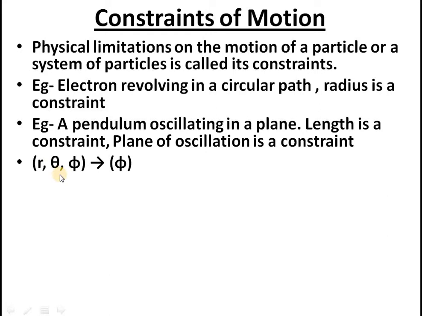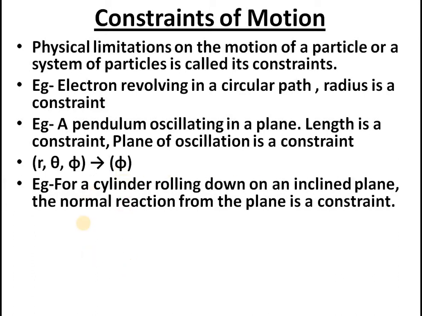If you imagine the bob moving in a spherical polar coordinate system, then we need r, theta, phi as variables. But the moment you restrict the motion to a plane on a simple pendulum, you need only one variable to describe its motion. Only phi is needed. The azimuthal angle is required. Phi will represent its position at any time.